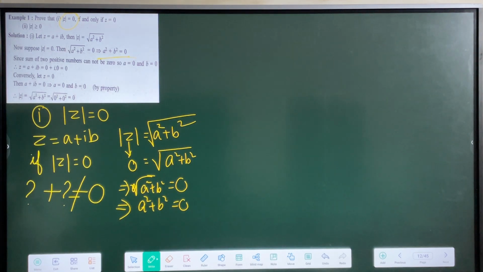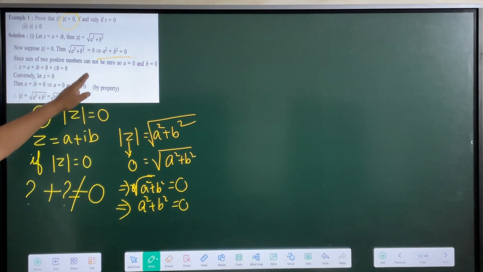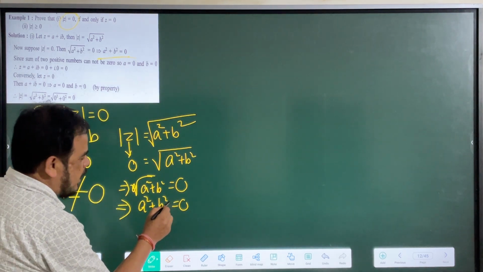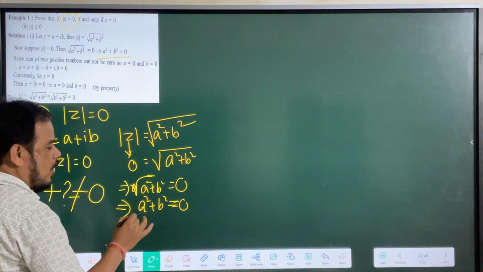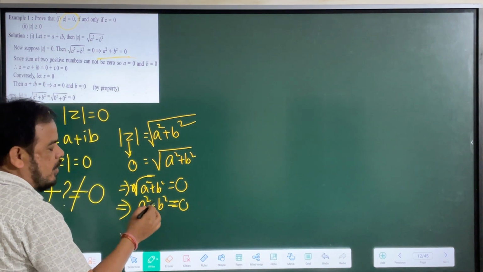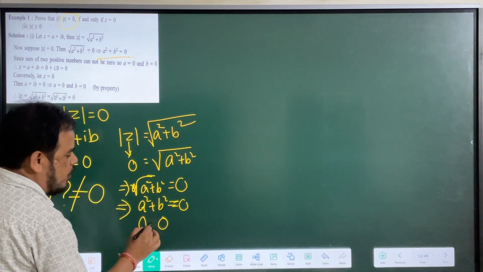If we add any two positive numbers, we will never get 0. Written here: since the sum of two positive numbers cannot be 0, I hope you understand. Sum of two positive numbers cannot be 0. So if it cannot be 0, then both must be 0.